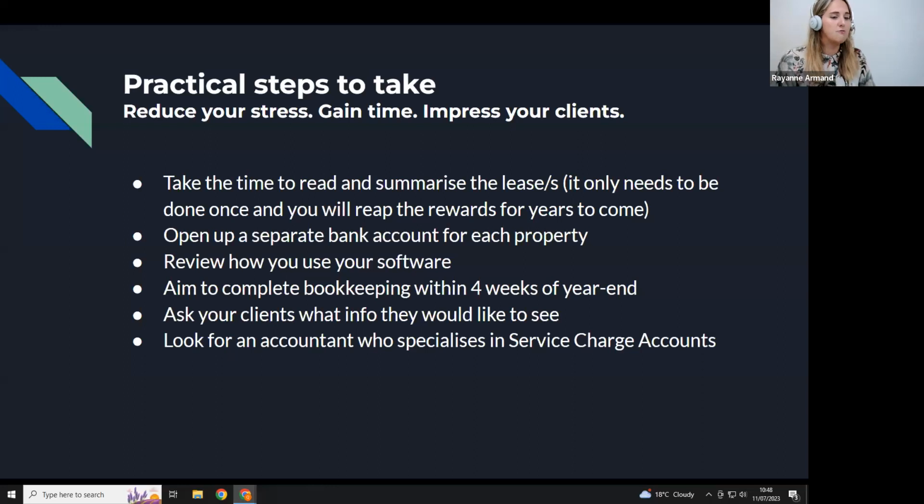So continually review how you use your software and make sure you're getting the best out of it. Maybe, again, as a practical step, block that in for once a quarter. Put like an hour block to just review your software and make sure that you're getting the most out of it.